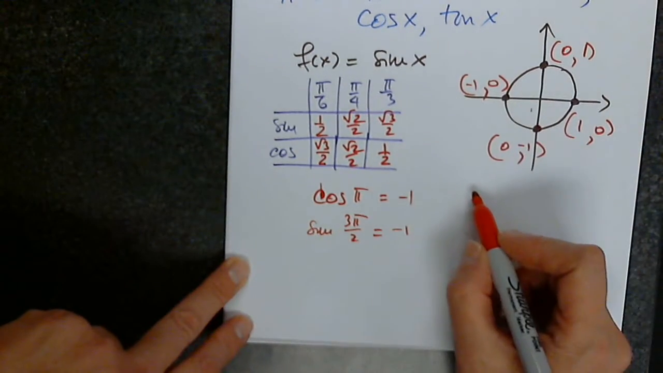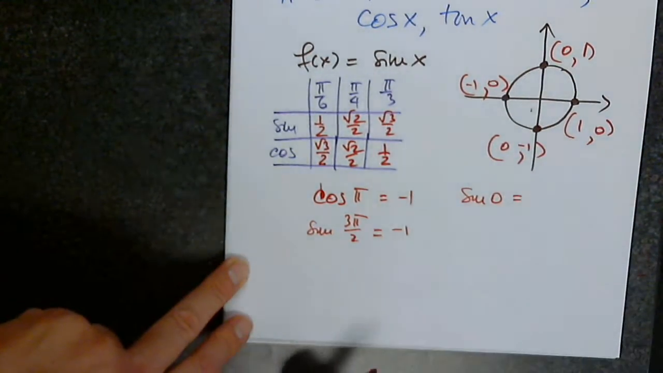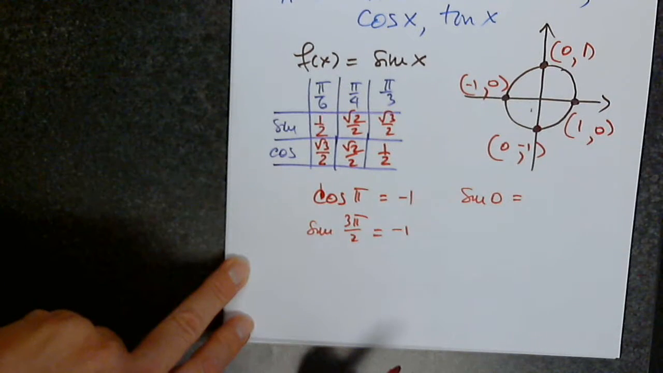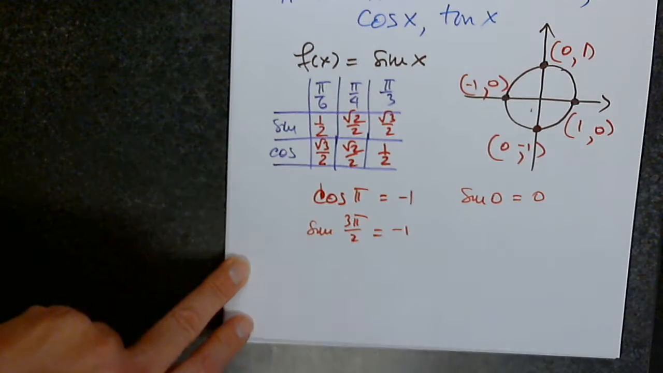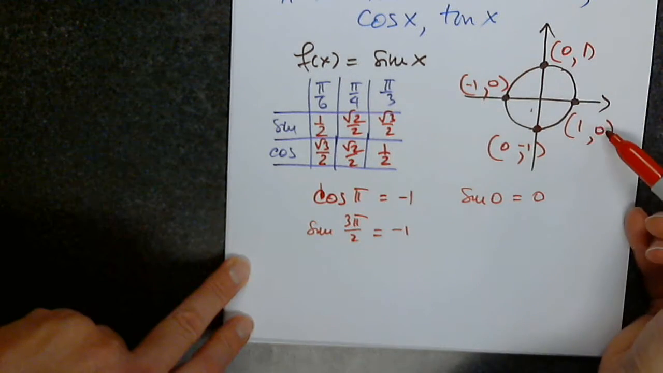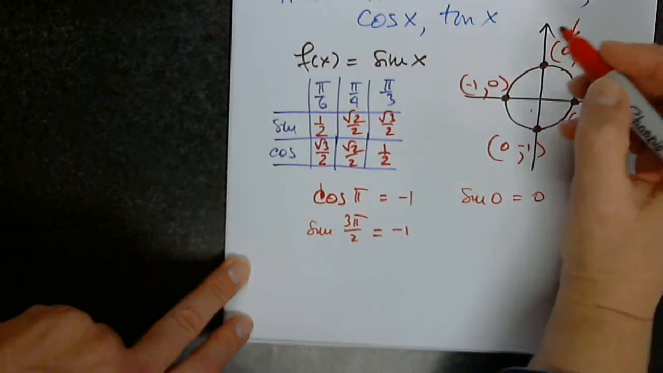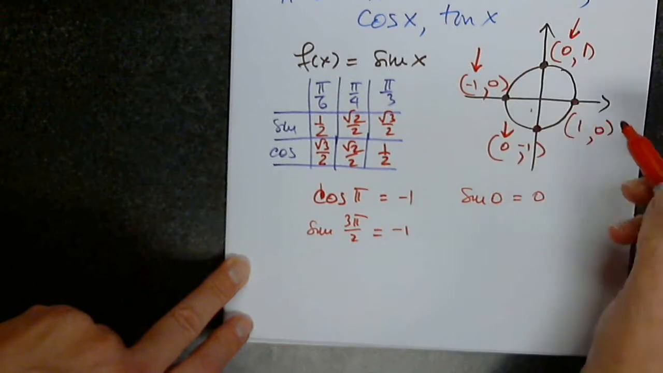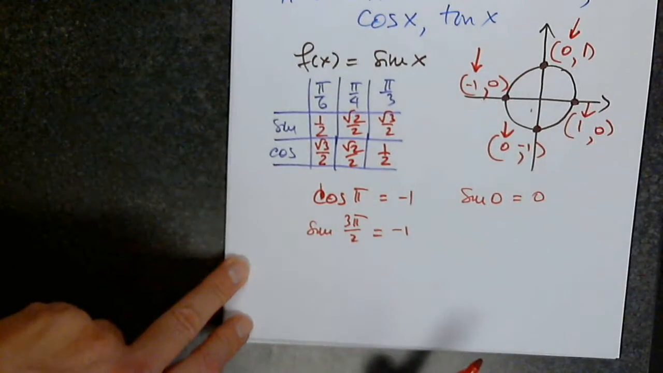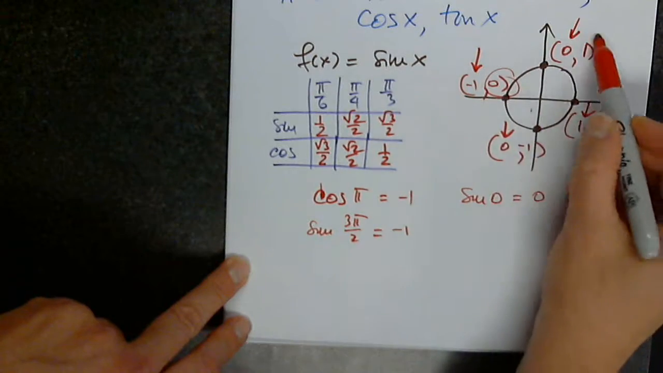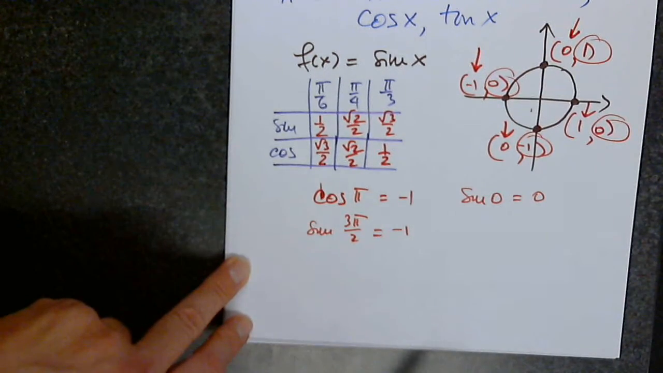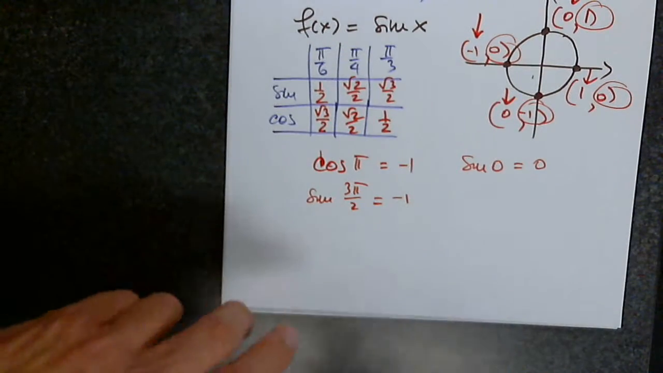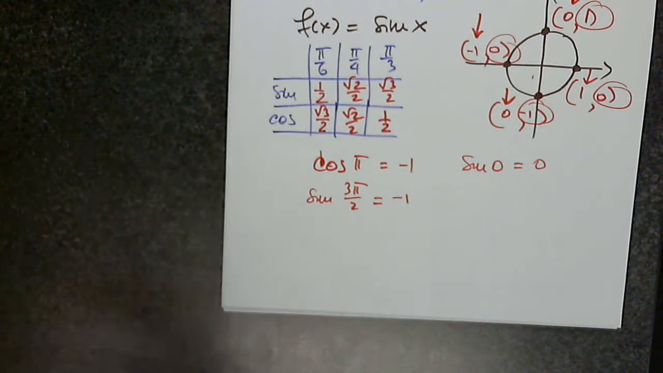Now, if I ask sine 0, right, it's measured on the y-axis. This is always cosine. This is always cosine because it's measured on the x-axis. And this is always sine because it's measured on the y-axis. And now, two other things. Basically one.